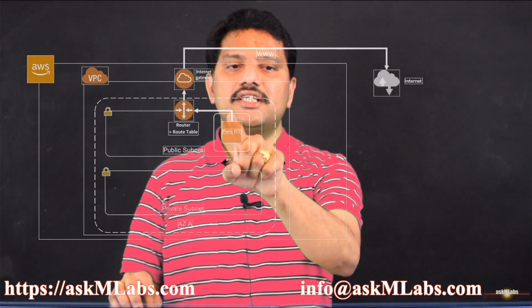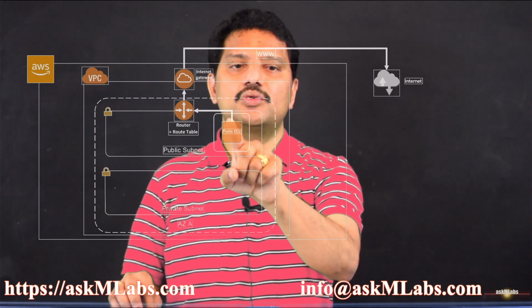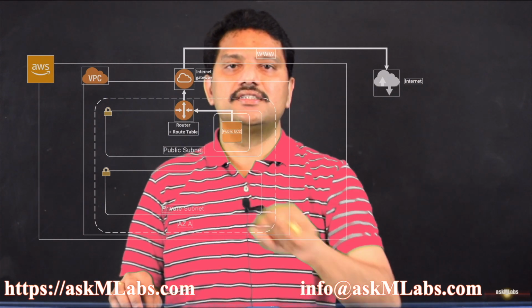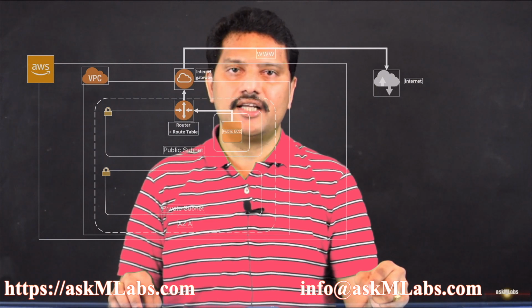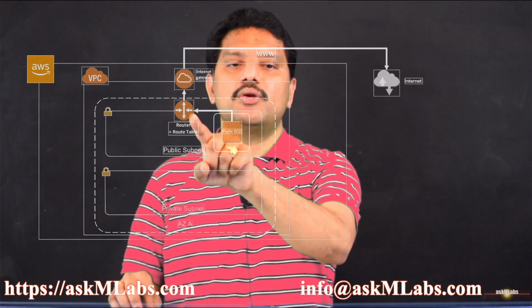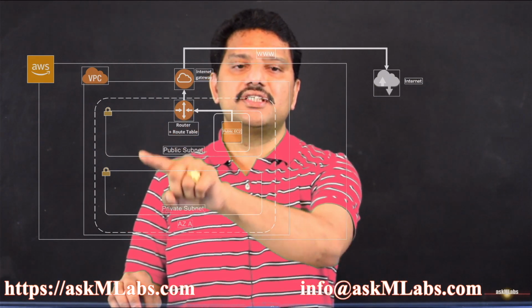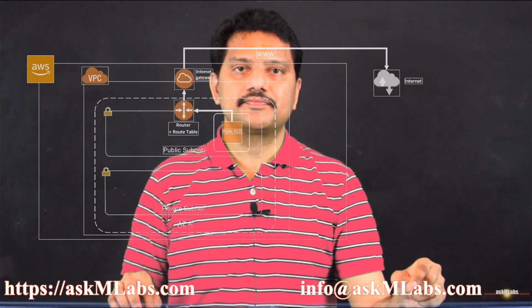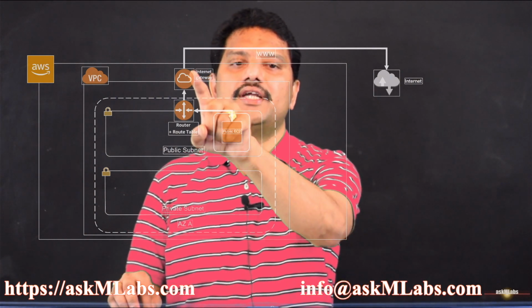But if the request coming from this EC2 instance is to talk to any of the other instances defined in the internal network, the route table knows and it routes that request internally within the network. It will not talk to the internet gateway.